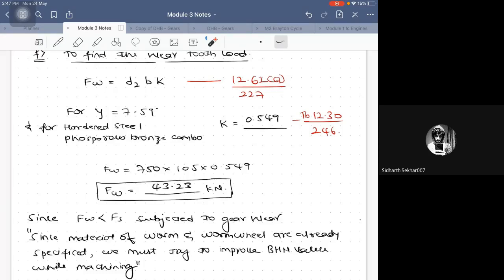Since the material of the worm and the worm wheel is already specified, you must try to improve the value of BHN while machining. While you are manufacturing this gear, the surface of the gear tooth has to be machined so that it would be hardened. Once it is hardened, wear will not happen. Its surface hardness would increase, BHN would increase. So that you have to do.